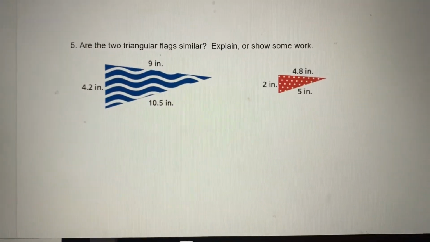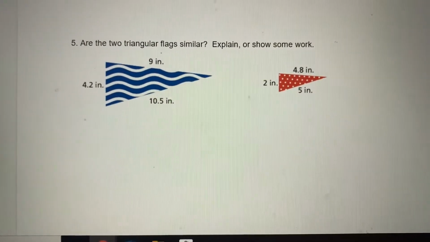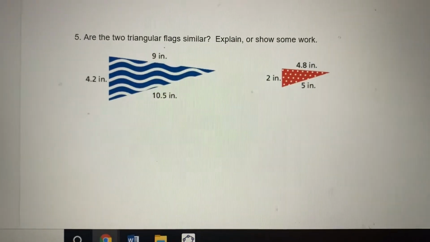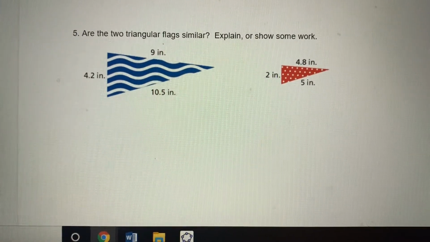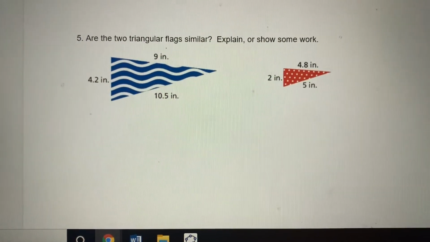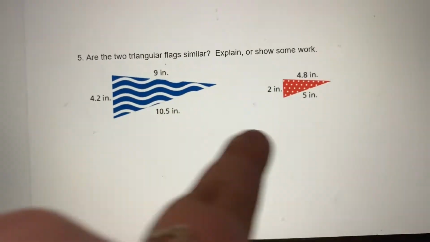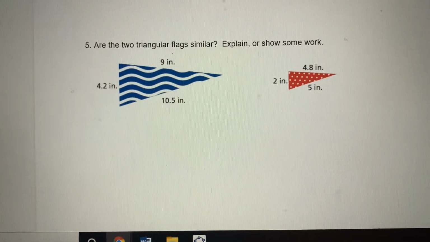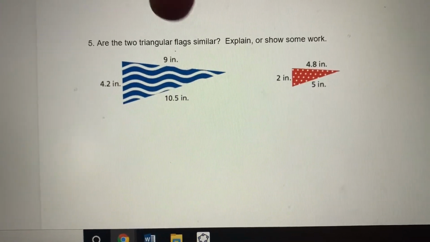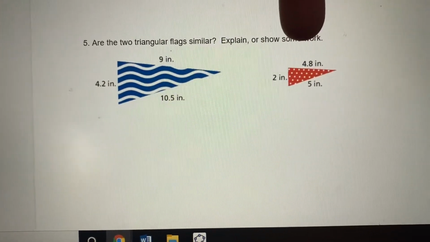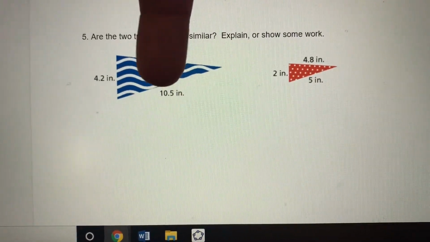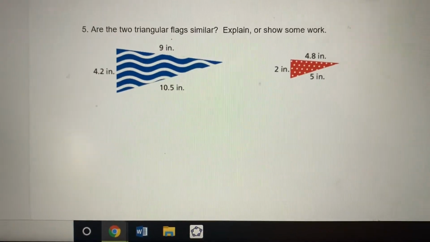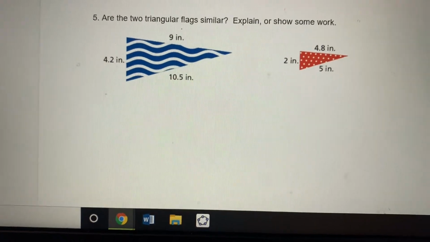Here are the two triangular flags similar. Explain or show some work. Remember in the lesson that we had 2 triangles, we had a whole bunch of sides, right? These 2 triangles would be similar if all 3 of the corresponding sides are going to be in a common proportion. So is this proportion of 9 to 4.8 the same proportion as 10 to 5 and 4.8 to 2? All right, set up some proportions, see if they're all the same.